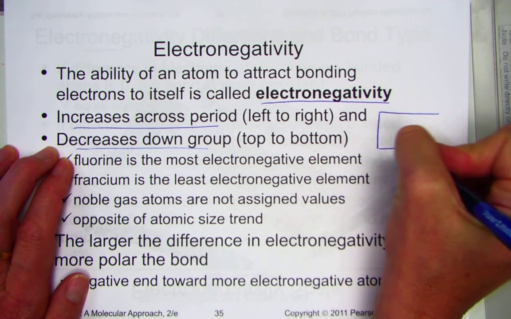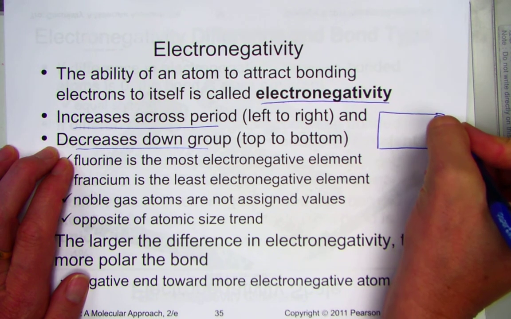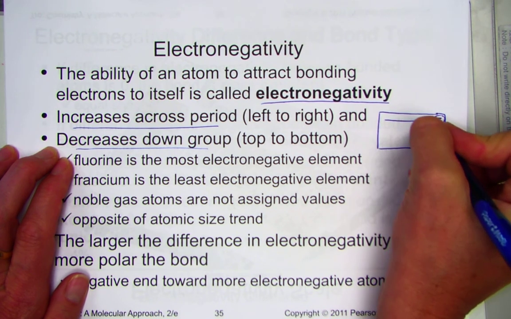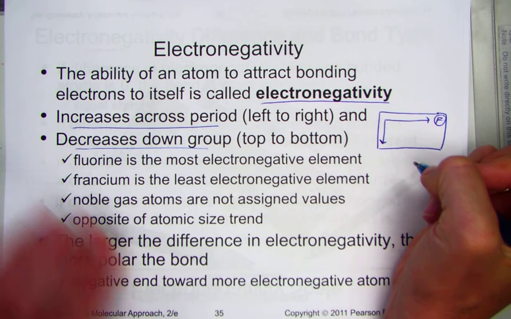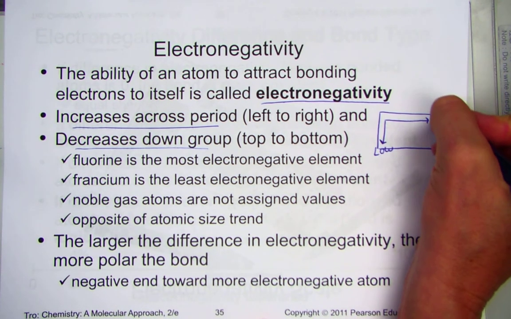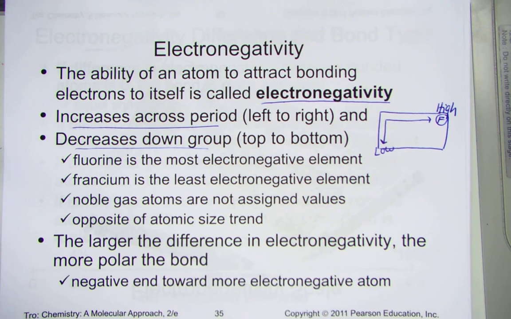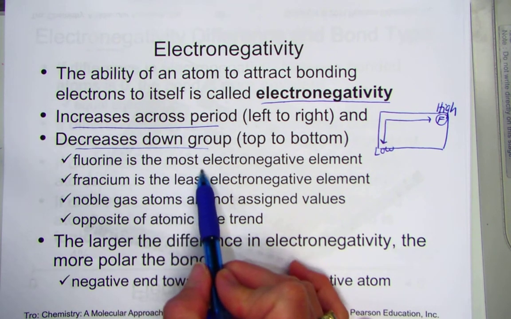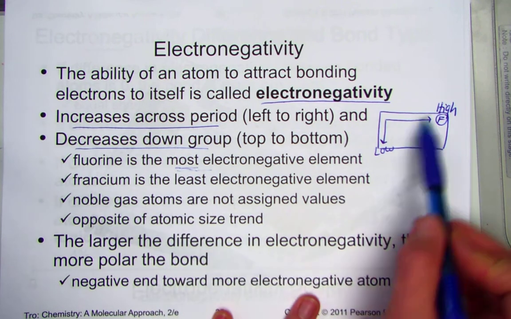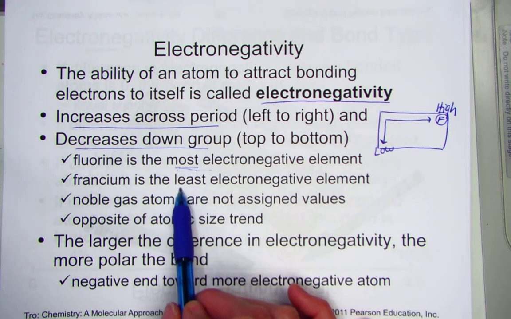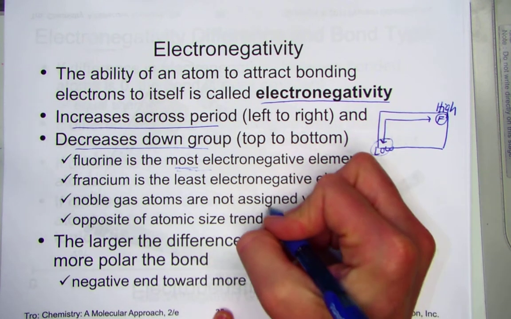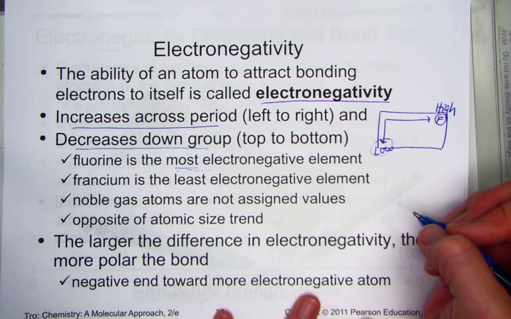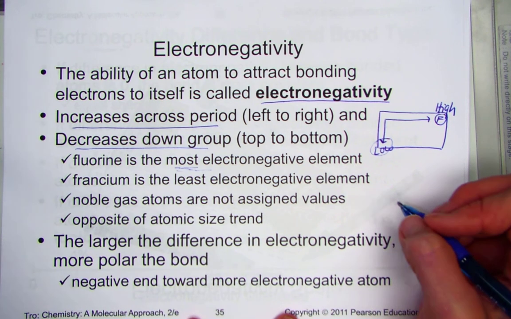So if this is just a general sketch of our periodic table and fluorine is at the top right, electronegativity increases as you point toward fluorine, and it will decrease as you point away from fluorine. So that general trend of low to high electronegativity. Fluorine is the most electronegative element high up here. Francium would be the least electronegative, low down here. Noble gases, of course, are not assigned values simply because they're not going to bond with anything, and if they don't bond, it wouldn't make sense to talk about a polar covalent bond with a noble gas.